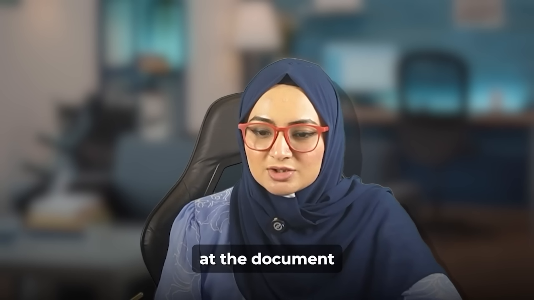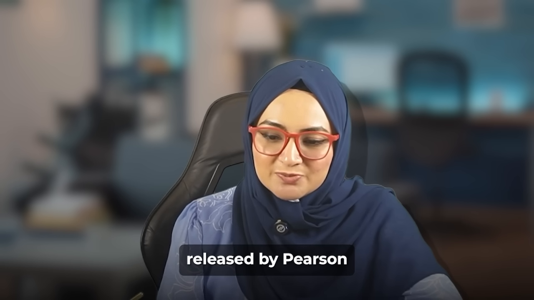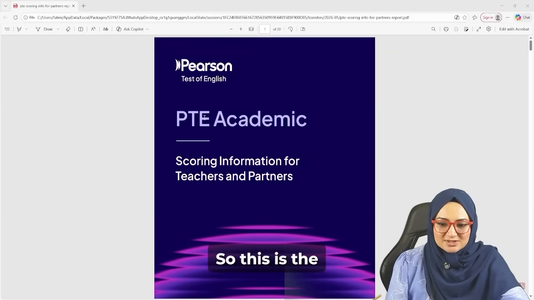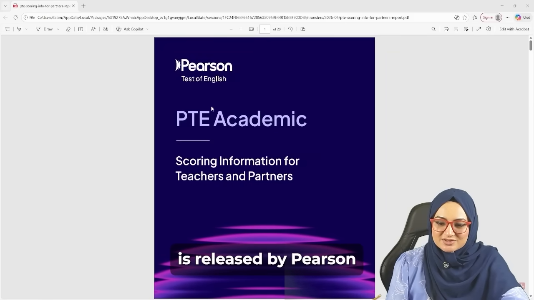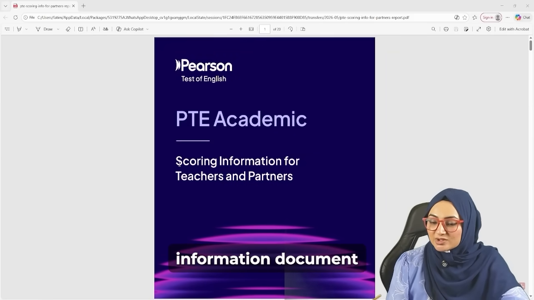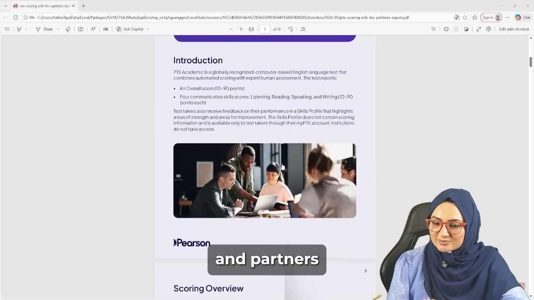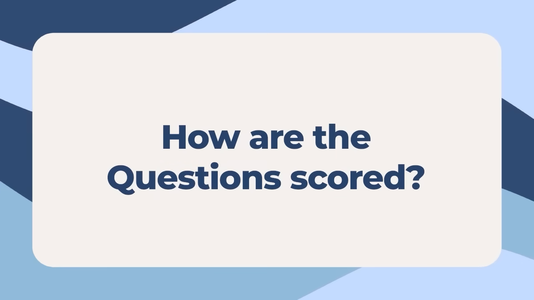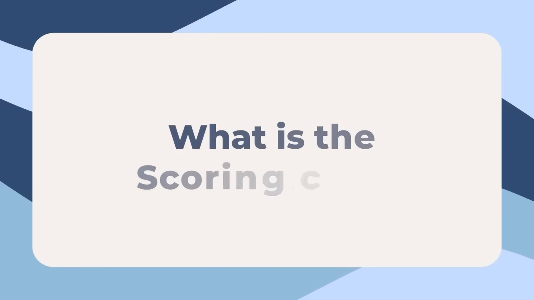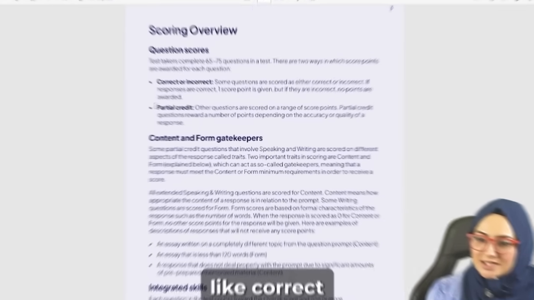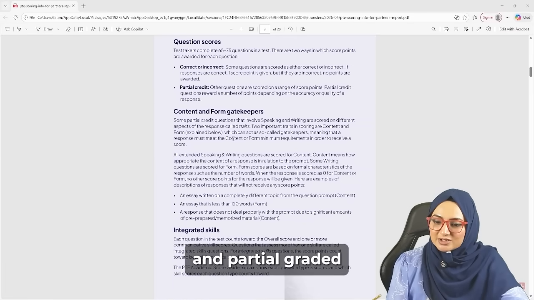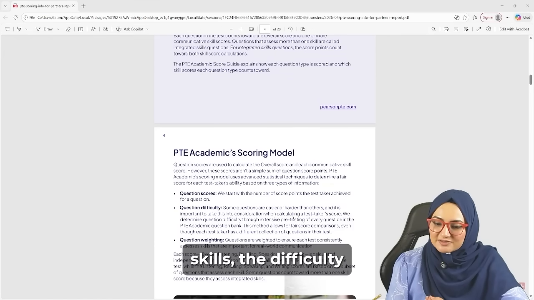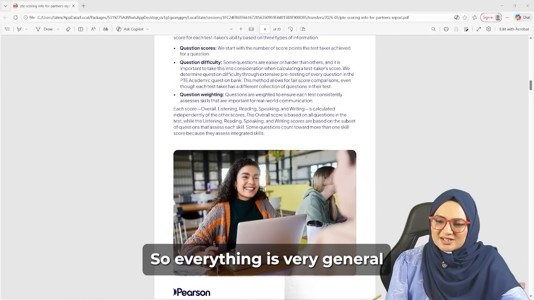Let's have a look at the document released by Pearson, and then let's discuss the weightage. So this is the document which is released by Pearson for PTE Academic. It is a scoring information document especially for teachers and partners, and this is just talking about how the questions are scored and what the scoring criteria are, like correct and incorrect and partial credit, the content and form, then the integrated scales, the difficulty level and stuff. So everything is very general.